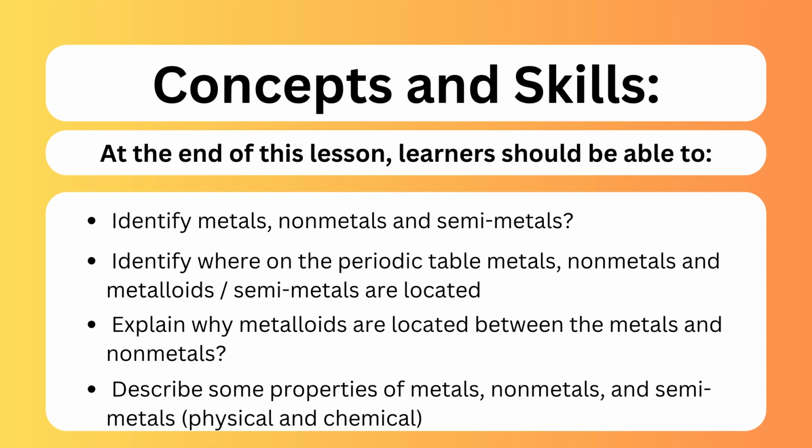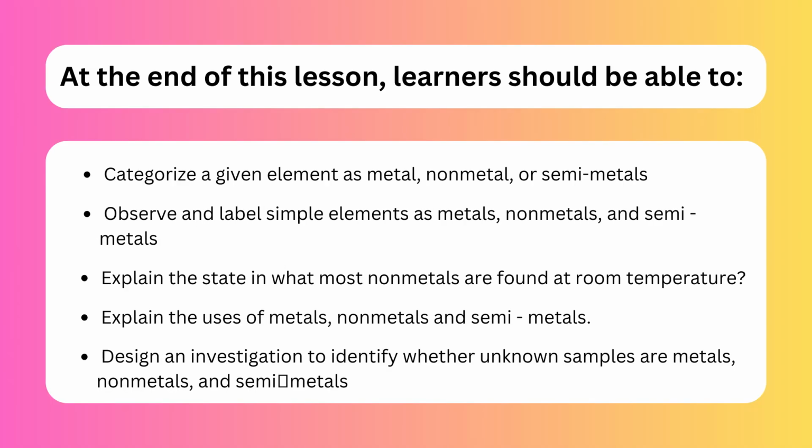Identify where on the periodic table metals, non-metals and metalloids / semi-metals are located. Explain why metalloids are located between the metals and non-metals. Describe some properties of metals, non-metals, and semi-metals, physical and chemical. Categorize a given element as metal, non-metal, or semi-metal.